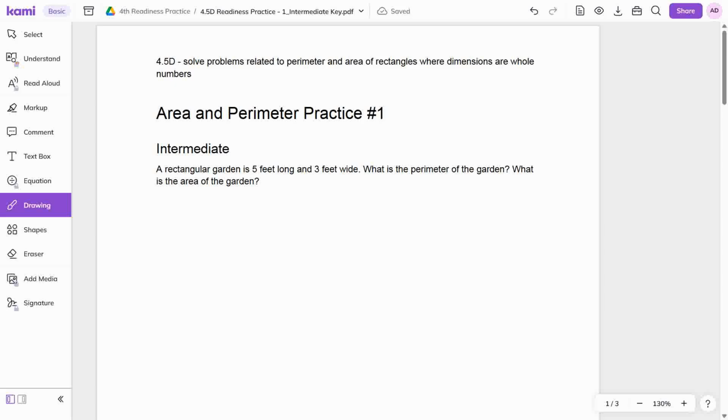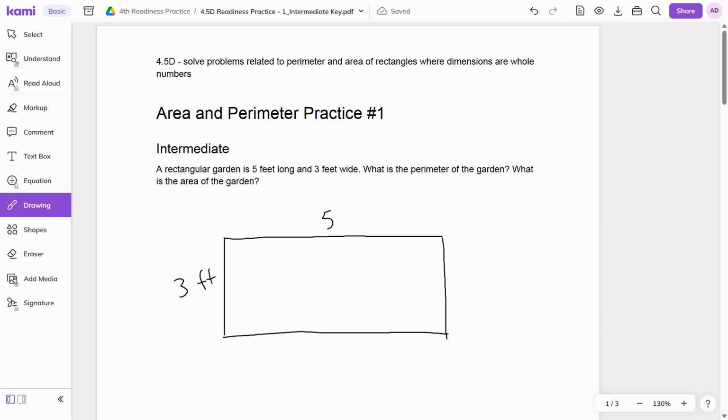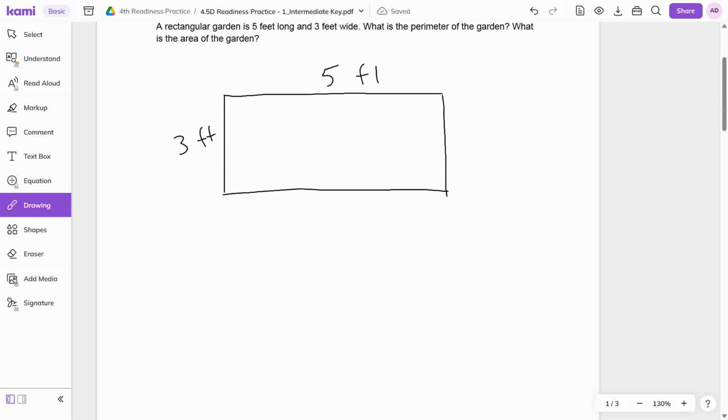So we have a rectangular garden that is 5 feet long, 3 feet wide. So let's draw our rectangular garden. Let's just label our sides here. Now we need to find the perimeter and the area. Okay, so what is the perimeter? Let's look at that first.